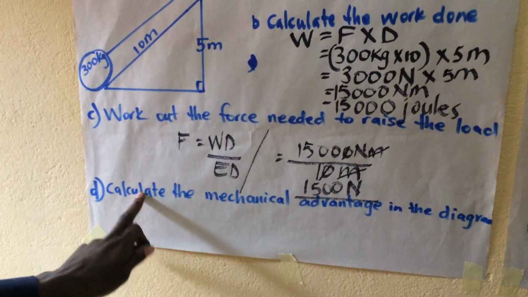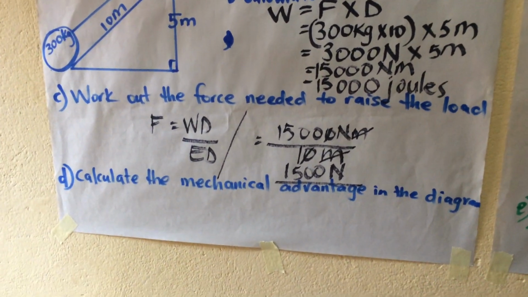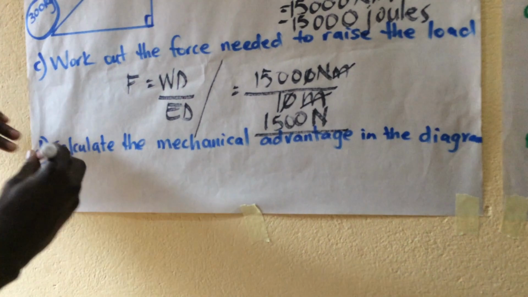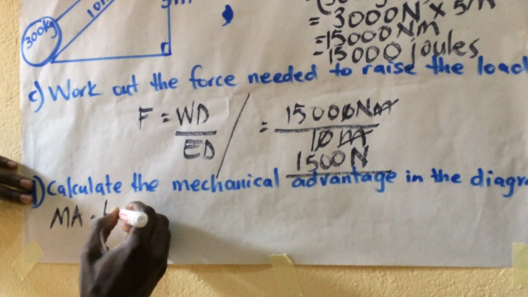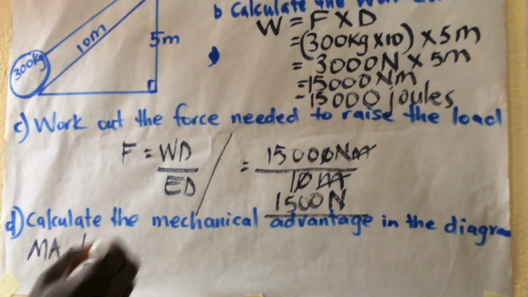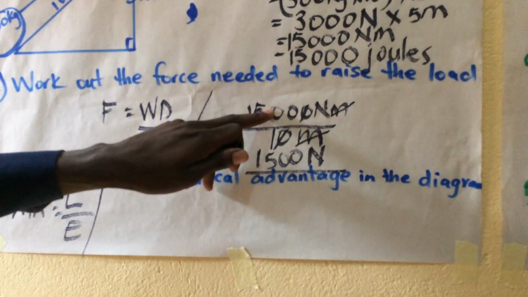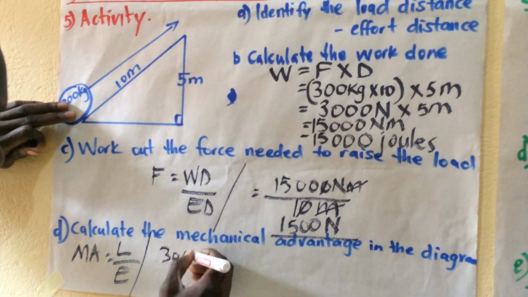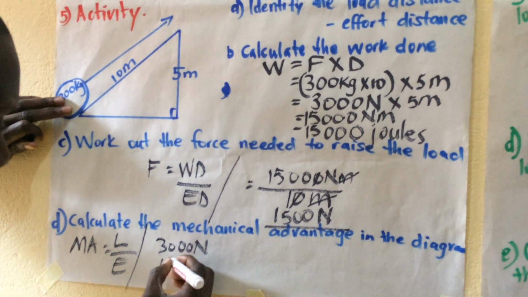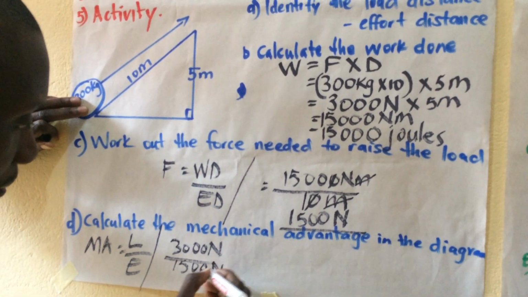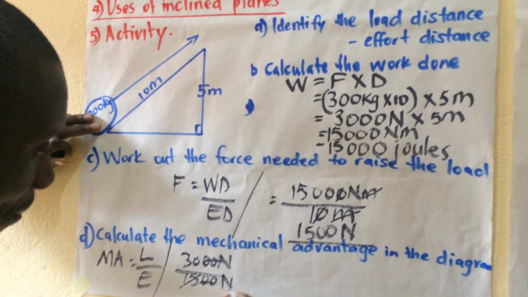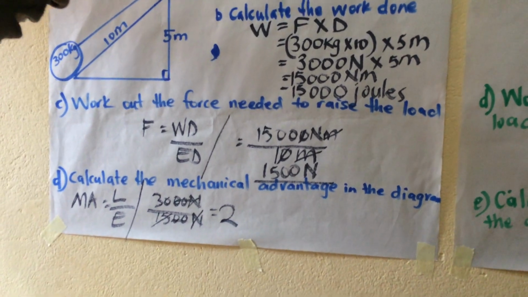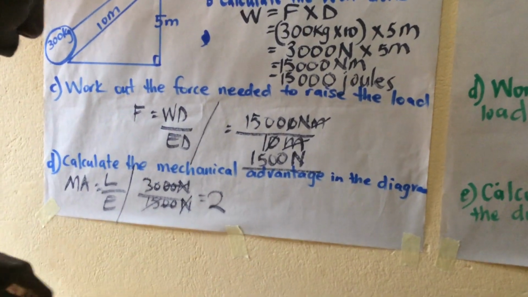Let's go ahead and work out the mechanical advantage in the diagram. There are two ways in which we find the mechanical advantage on an inclined plane. MA is equal to load over effort, which is 3,000 newtons divided by 1,500 newtons. The newtons cancel, and we remain with 2. Mechanical advantage is the number of times a machine simplifies work, so our answer is 2.